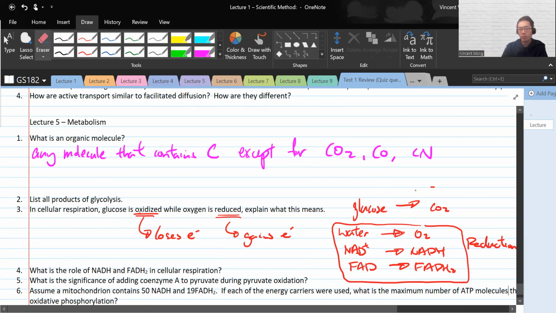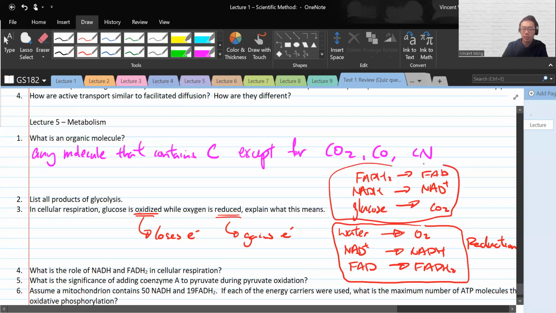Okay. And then over here, I can write the other way around. NADH is going to get oxidized into NAD+. FADH2 is going to get oxidized into FAD. Right, so these are oxidation. Okay. Again, something useful to have on your help sheet if you confuse between the two.